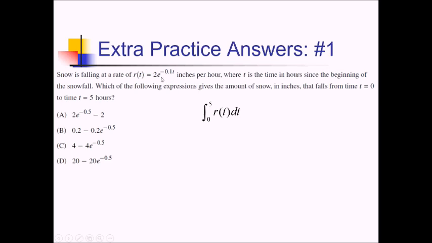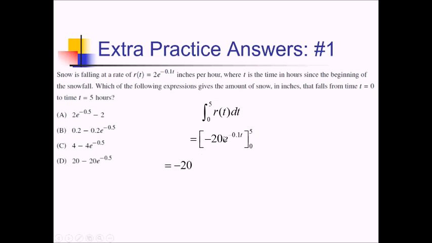So the antiderivative of this is going to be 2e to the negative 0.1t divided by the inner derivative of negative 0.1. So this is really negative 1/10 we're dividing by, which means we're really multiplying by negative 10. So that's going to be negative 20 e to the negative 0.1t, and I'm evaluating that from 0 to 5. So let me take that negative 20 out of there.